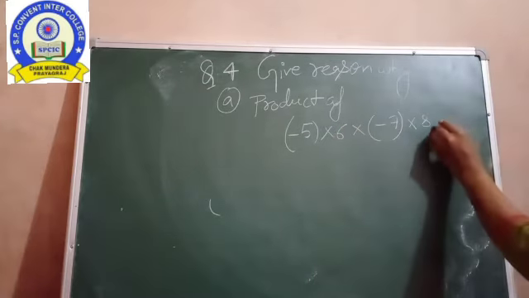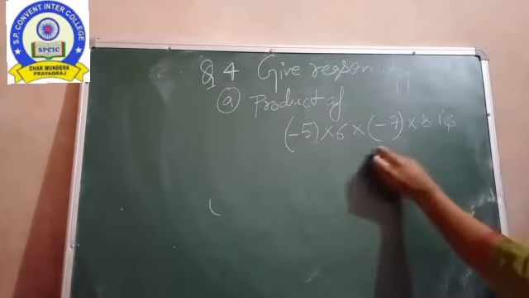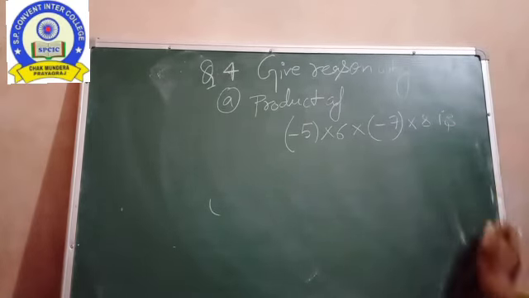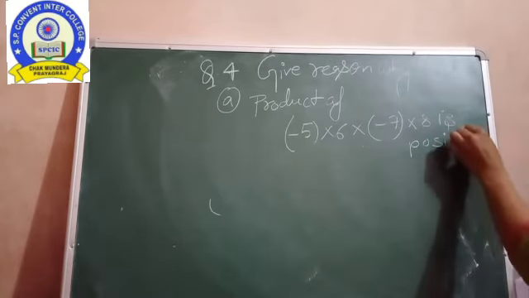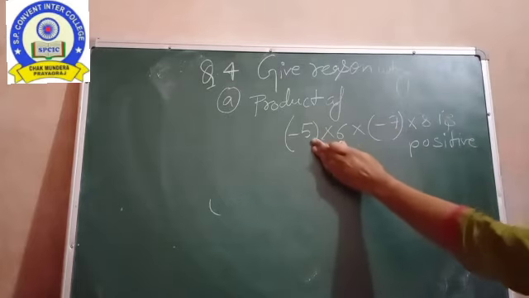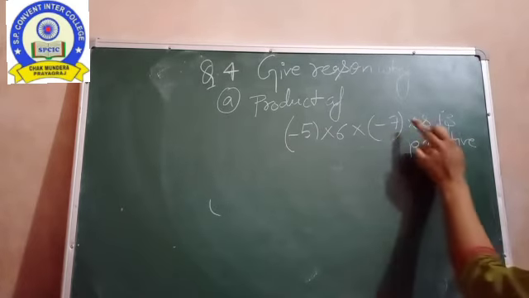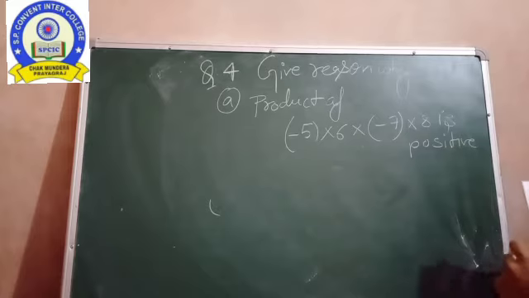Product of minus 5 into 6 into minus 7 into 8 is positive. ये आपको बताना है क्यों पॉजिटिव है. Give reason and why.